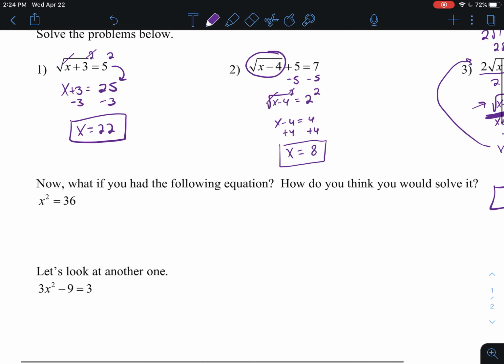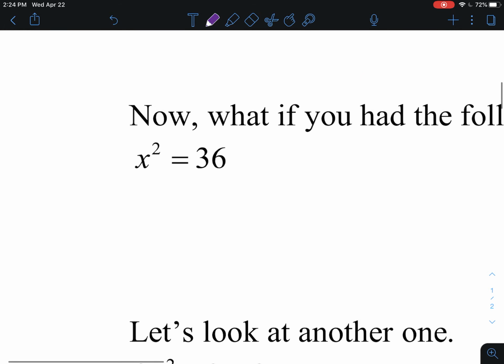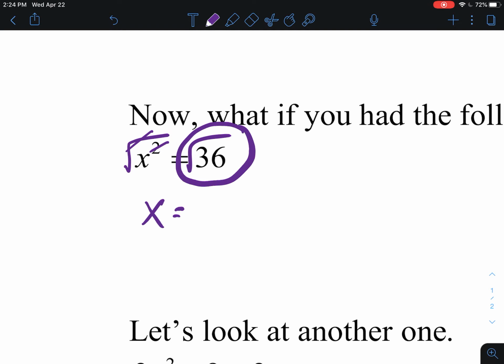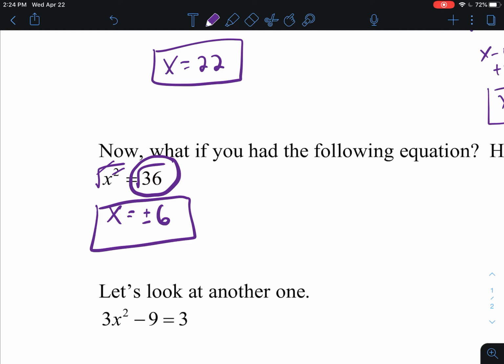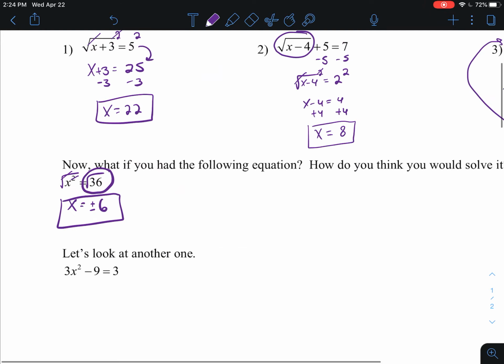Now, what if we had the following problem? How do you think we would solve it? So this time I'm starting with a square and I need to undo it. So to undo a square, we square root both sides. And remember, when we did this at the very beginning of the year, we had to do something special when we added square roots. We had to do a plus or minus sign. So that's going to come back right now. So we would get x is equal to plus or minus 6.